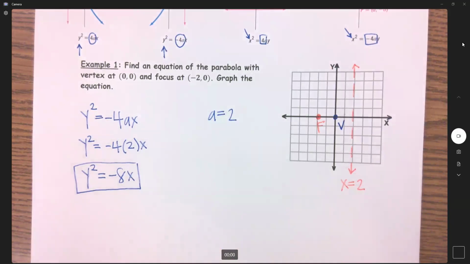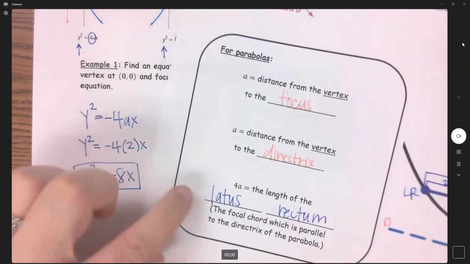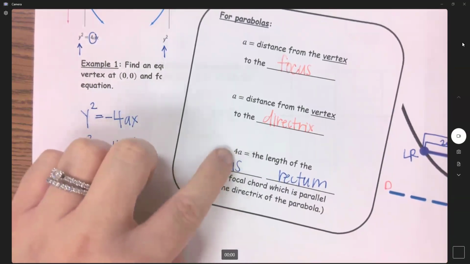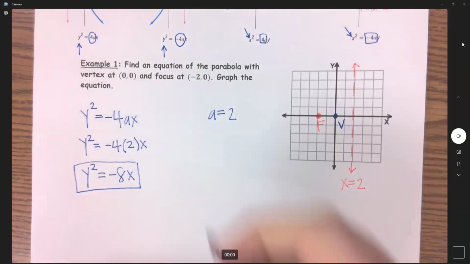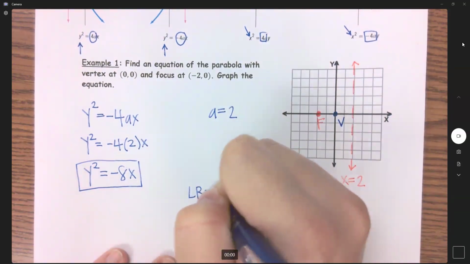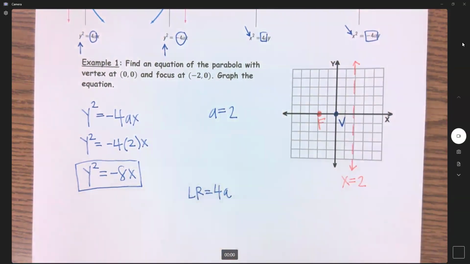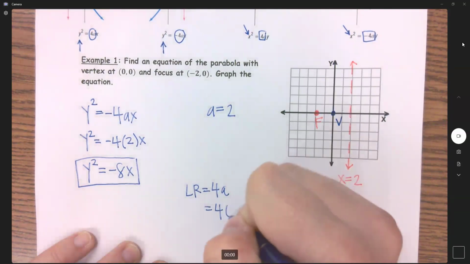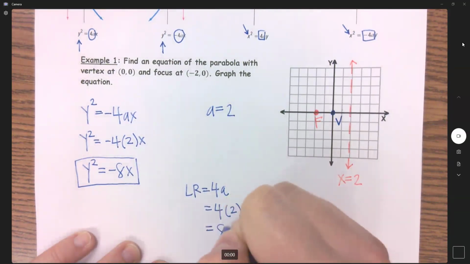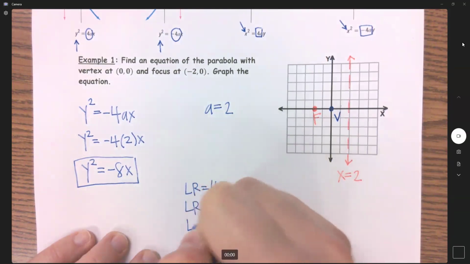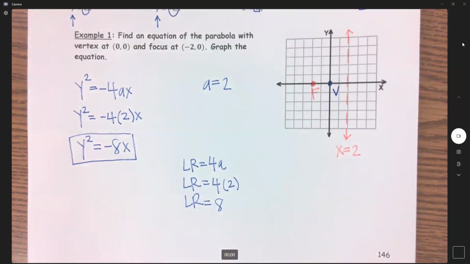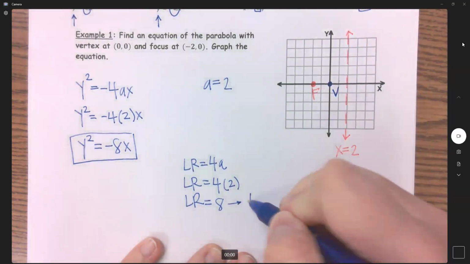And now what I need to plot is my 2 lattice rectum points. So we put on this first page as well that my LR equals 4 times A. So LR equals 4 times A, which is 4 times 2. So LR equals 8. This right here represents the total length.